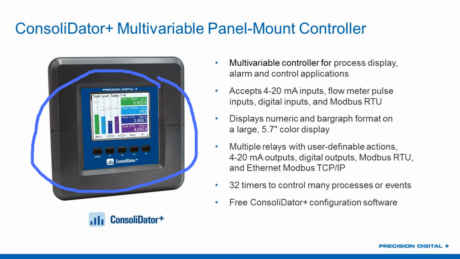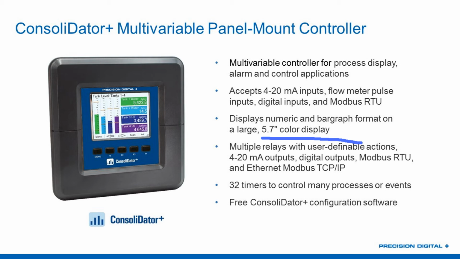So here you see a sample screen. You can have 8 process variables per screen. This one happens to have 4. In this case, it's got 4 tank levels, 2 water tanks and 2 oil tanks. And it displays them on a full color display in a way that's very easy for operators to read and interact with. That's a large 5.7-inch color display on here. So even with 8 variables in that window, you can certainly see everything that's going on.